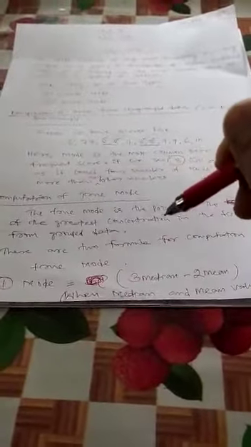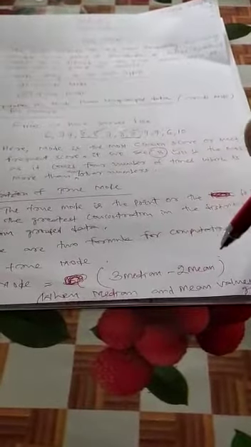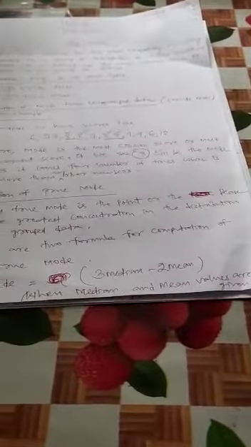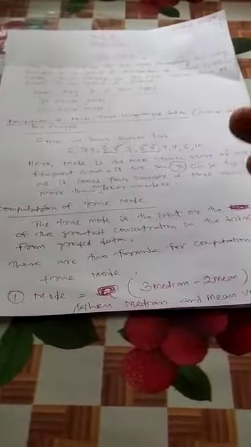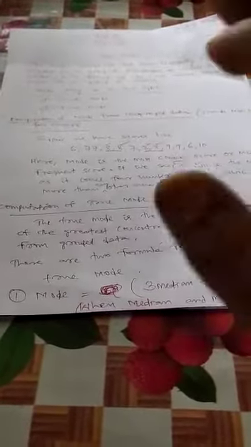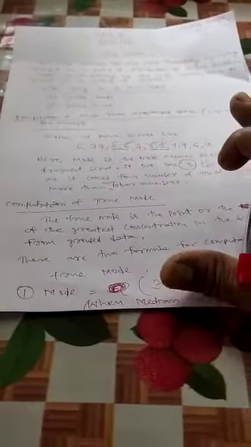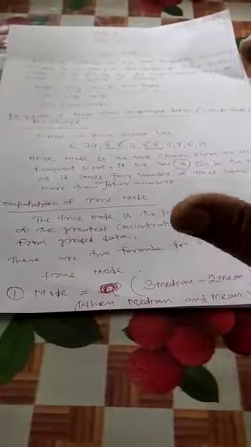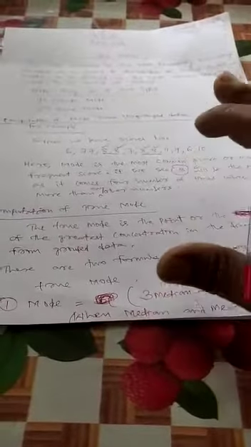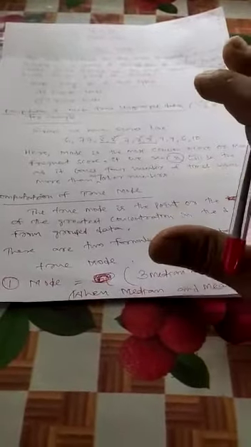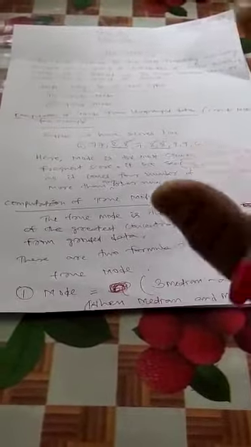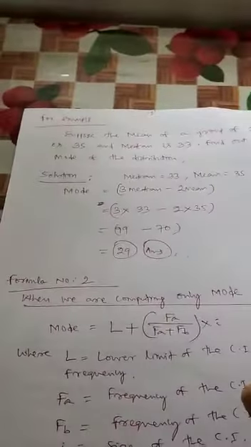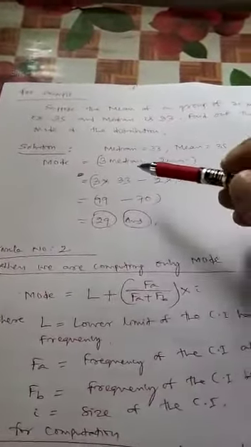There are two formulas. The first formula is mode is equal to 3 median minus 2 mean. When median and mean values are given, or we are instructed to calculate mean, median and mode simultaneously, means one example will be there, class interval and frequency will be given. Understood? Class intervals and frequencies are given, and we have to calculate mean, median, and mode from the same distribution of scores. There we have to follow this particular formula, that is mode is equal to 3 median minus 2 mean.